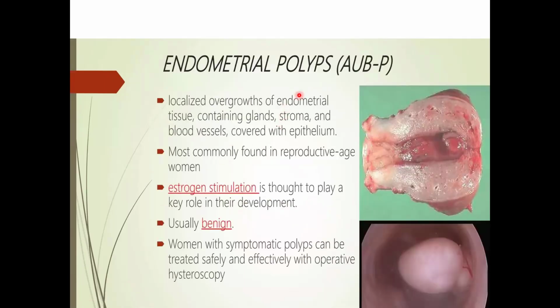Endometrial polyps, AUB-P, are a localized overgrowth of endometrial tissue containing glands, stroma, and blood vessels covered with epithelium, most commonly found in reproductive age women, and estrogen stimulation is thought to play a key role in their development. Usually it is benign, and women with symptomatic polyps can be treated safely and effectively with operative hysteroscopy.